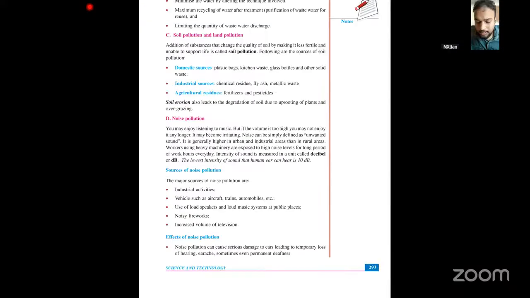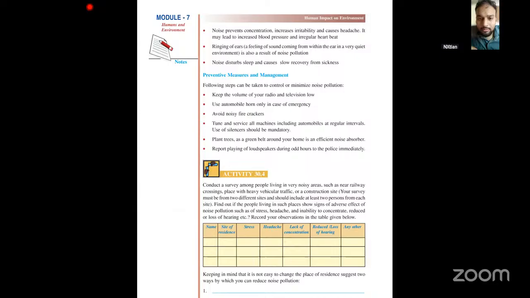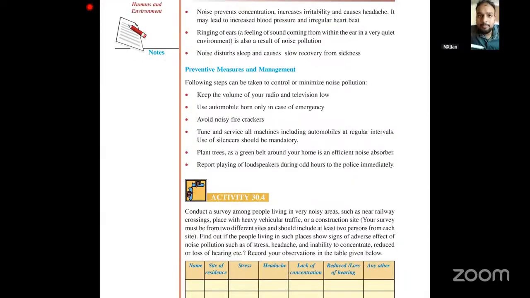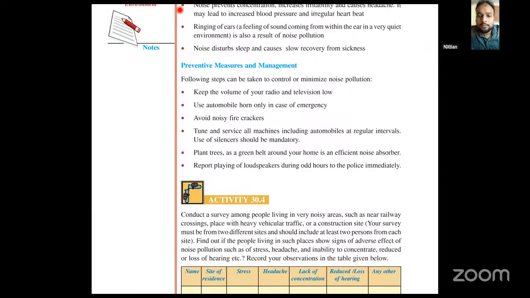Okay. So, ringing. Can you read this? Hendrik, please read this, and slowly. Hendrik, you have to read slowly.